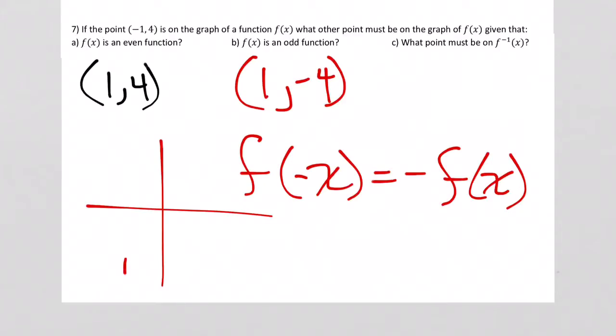Symmetrically speaking, this is like a cubic graph like that, with that key middle point right smack dab on the origin. If I have 1, -4 right there, I have to have -1, +4 right there. Flip it across the x-axis and flip it across the y-axis. You got to do both. That makes it an odd function.